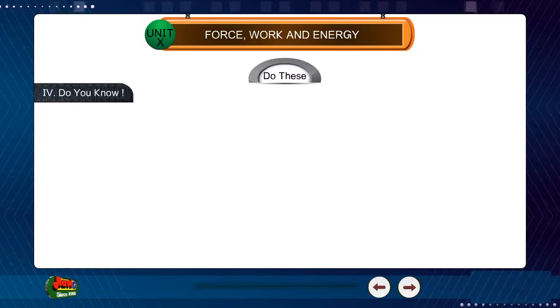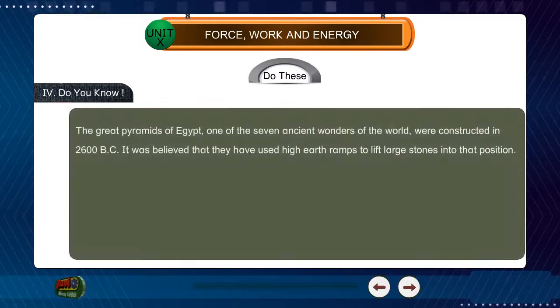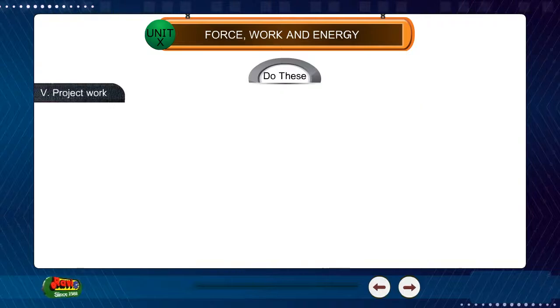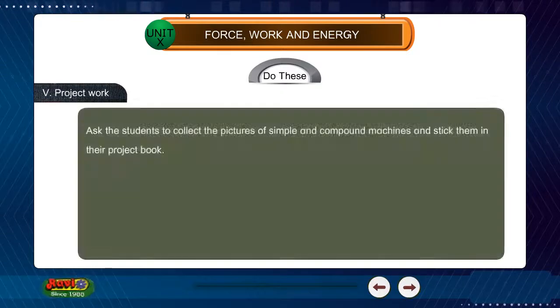Oh, do you know? The Great Pyramids of Egypt, one of the 7 ancient wonders of the world, were constructed in 2600 BC. It was believed that they have used high earth ramps to lift large stones into that position. 5. Project work. Ask the students to collect the pictures of simple and compound machines and stick them in their project book.